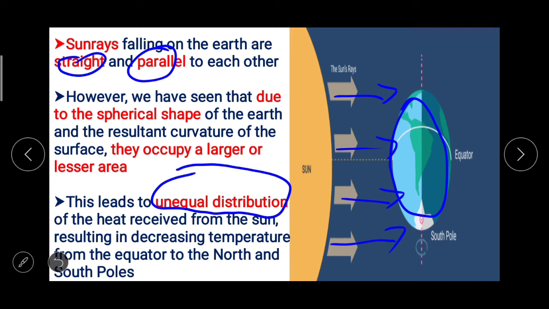कहाँ पर ज़्यादा heat मिल रही है तो कहीं पर कम heat मिल रही है, and this is all because of the unequal distribution. And why this unequal distribution is there? It is because of the spherical shape of the earth. So the heat received, resulting in decreasing temperature from the equator to the north and south poles. Here south pole, north pole and the equator.